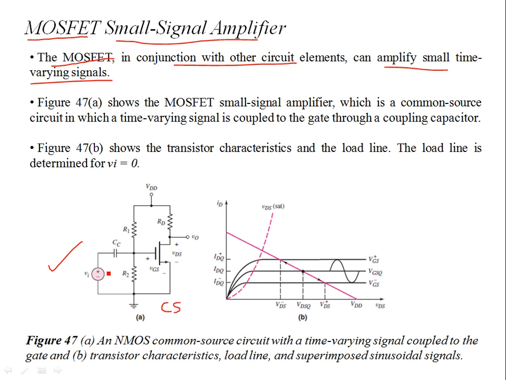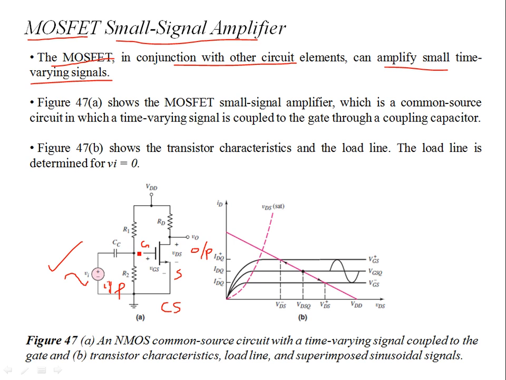Why is it common source? Because with regards to the input and the output, you have the source that is common. The output is being taken from the drain, the input is applied to the gate, so the source is common. So it's a common source configuration. CC is a coupling capacitor through which you are superimposing an AC input voltage, a sinusoidal AC input voltage.